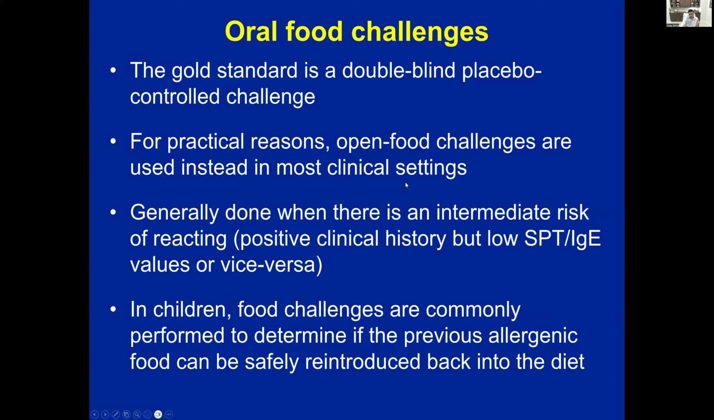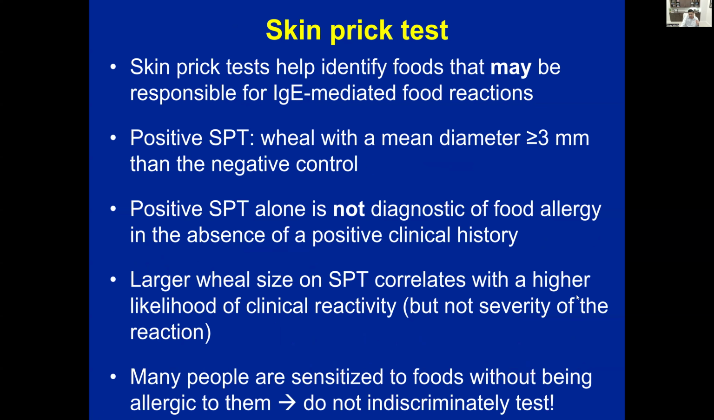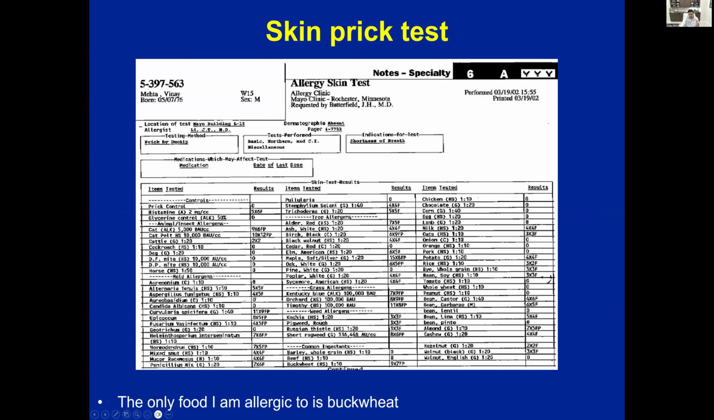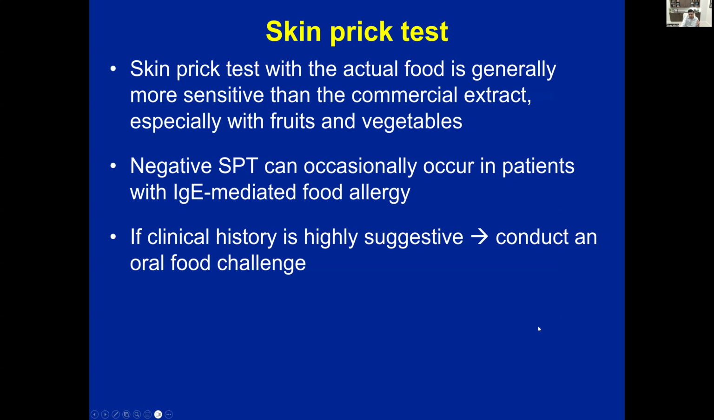And when do we do food challenges? Obviously, it's in this category where you have intermediate risk. Okay, so this is where the test is positive. Like, for example, here, a lot of these are positive. Especially almond, it was highly positive, but does this mean anything? If you look at the history, you ask the patient, did anything happen? They said, I don't know. No, I don't think so. Well, these are what we call intermediate risk. So the skin test is not negative, the blood test is not negative, but the history is kind of weak.